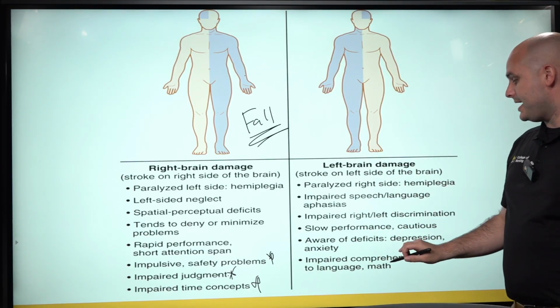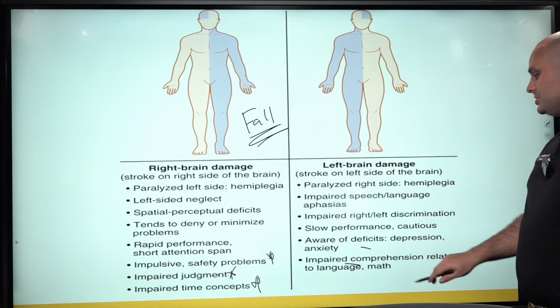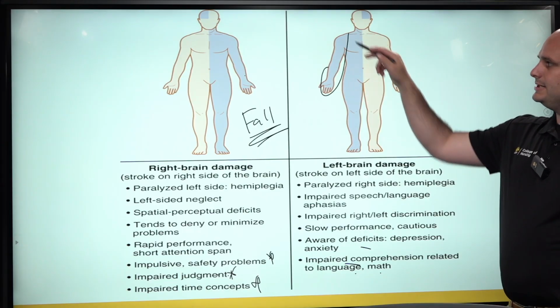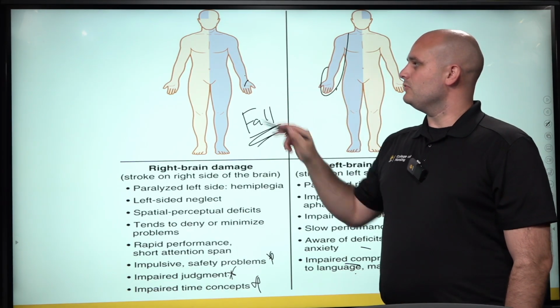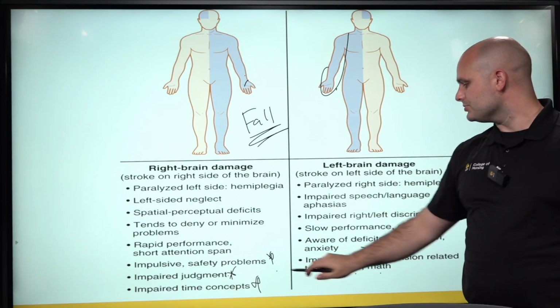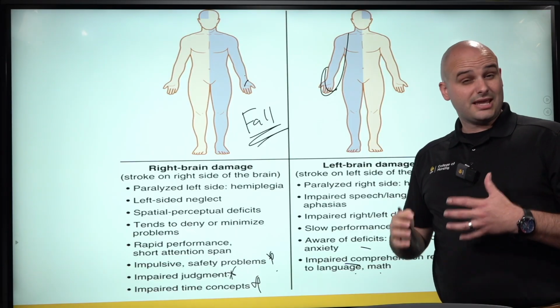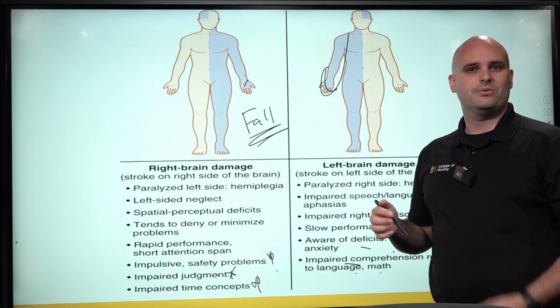Versus left, they might have awareness of the deficits, they might have impaired communication, language, math issues, and then they're going to have right-sided muscle weakness. But these are easier to overcome than the brain issues, right? We can work with this, do assistive devices and stuff, but safety is a big concern, and when they have a right-sided stroke, that always heightens my awareness of it.